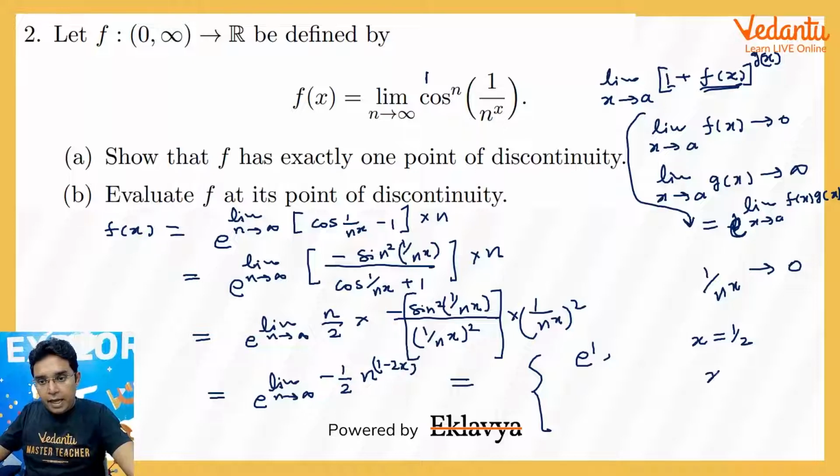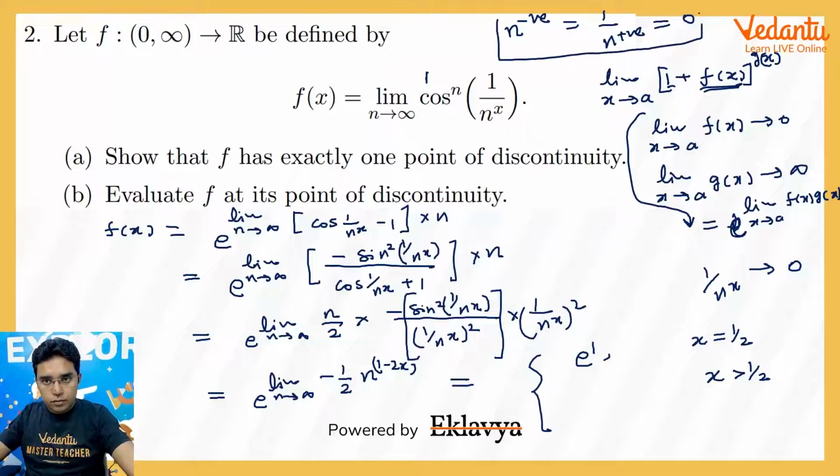If x is greater than 1 by 2, this power 1 minus 2x will be negative. If n is approaching infinity and the power is negative, that means 1 upon n to a positive power, where n is infinity, it has to be 0. So for x greater than half, this will become 0, and e power 0 means I will have 1 here.